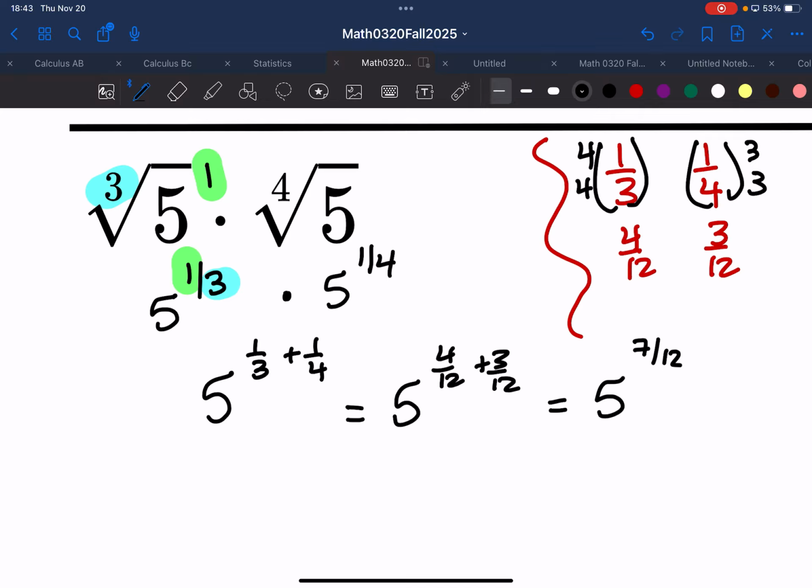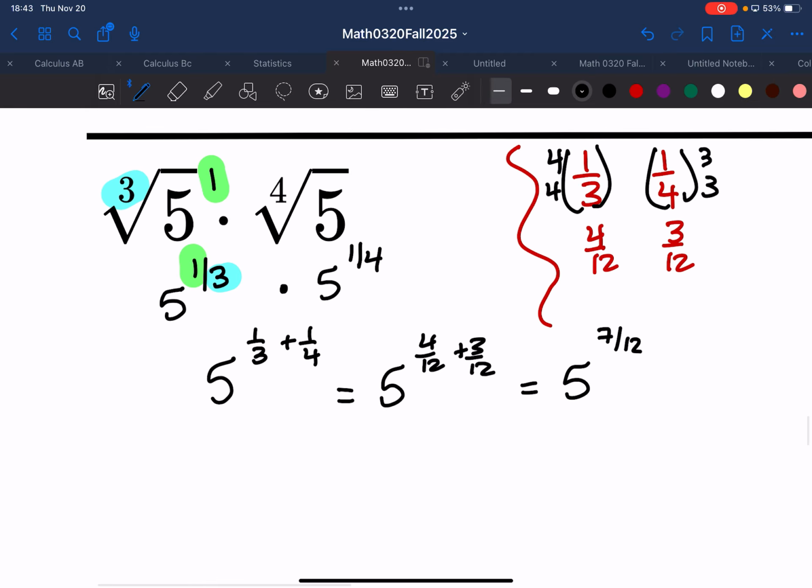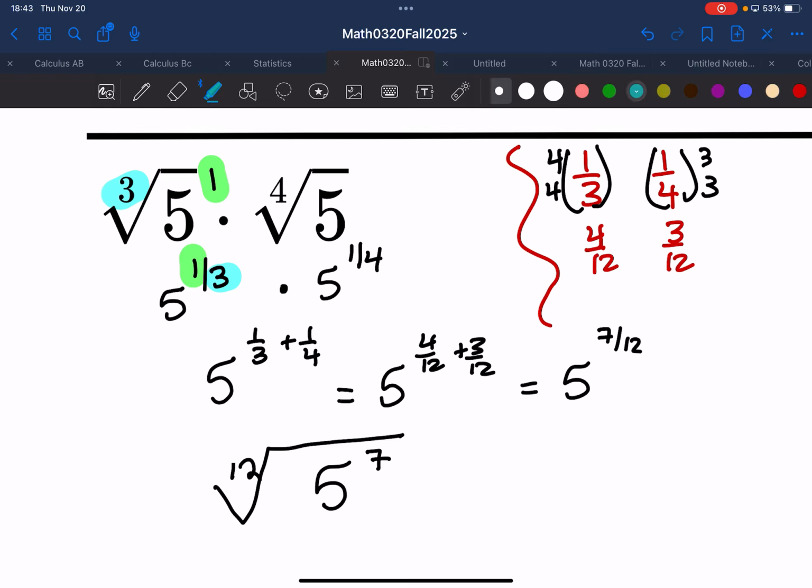So how would I convert that to a radical? Would it be n through 12? Yeah, 12 to the square root of 5, and the exponent be 7? Correct. So you say the 12th root of 5 to the 7th power. Okay, because remember we said the denominator goes to the nth root and the numerator is the exponent.